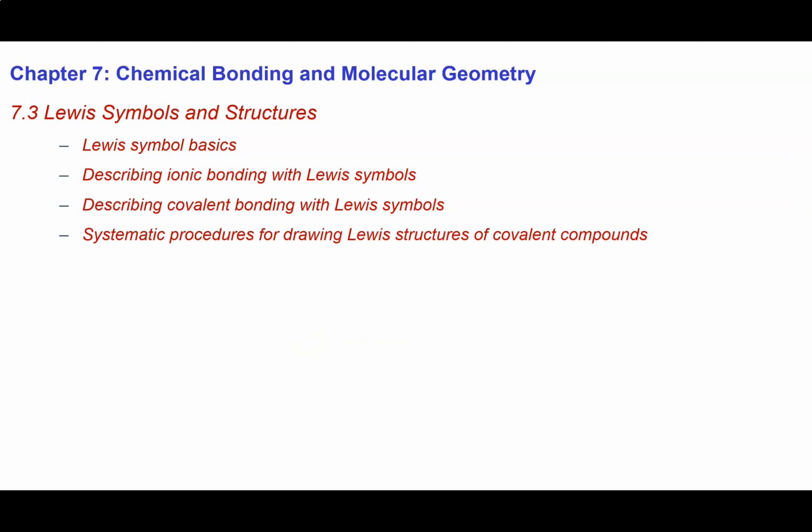In section 7.3, we start looking at how we can use Lewis symbols and Lewis structures to describe the bonding in ionic and covalent compounds. So we're going to go through this in a couple of sections. We can lay out the basics of how we use Lewis symbols, and then we're going to go ultimately through systematic procedures for drawing complex Lewis structures for covalent compounds.